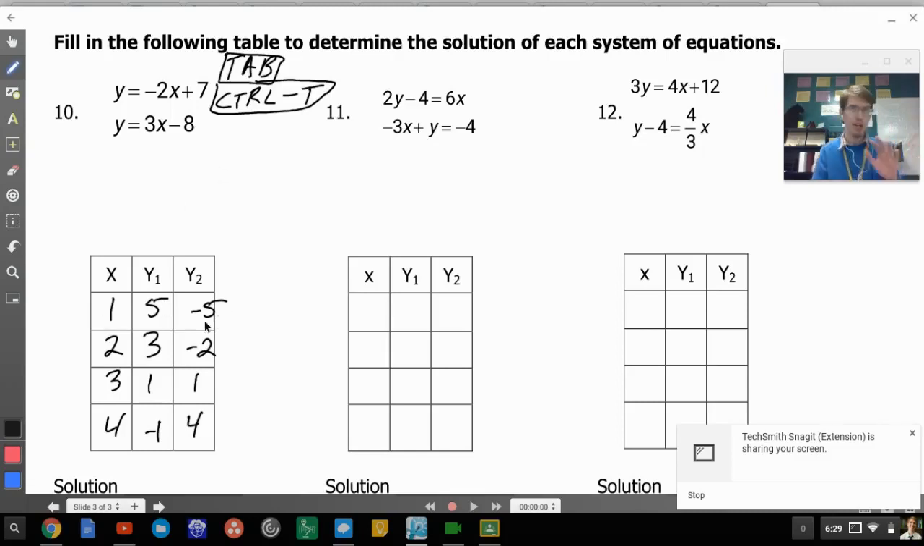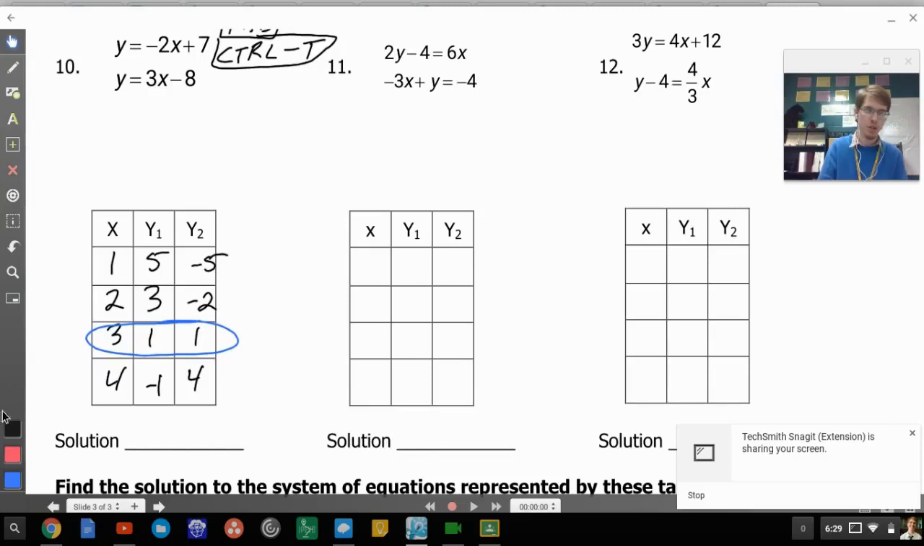Okay, so what we were actually looking for is the point where these two things cross, right? They're at the same point at the same time. So if you look in our table, really what we're looking for is when the y values are the same. Well, that is going to be this one right here, 3, 1, 1. Which tells us our solution is 3, 1.